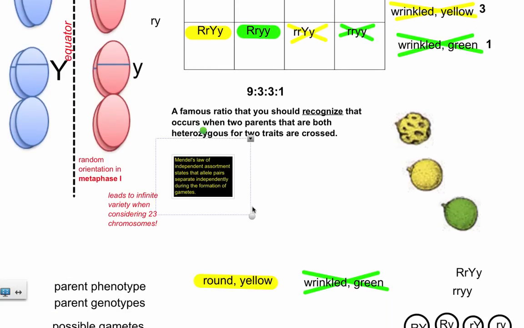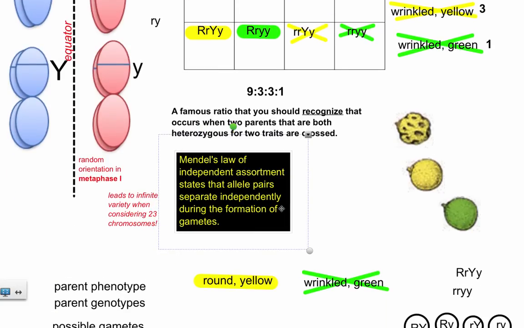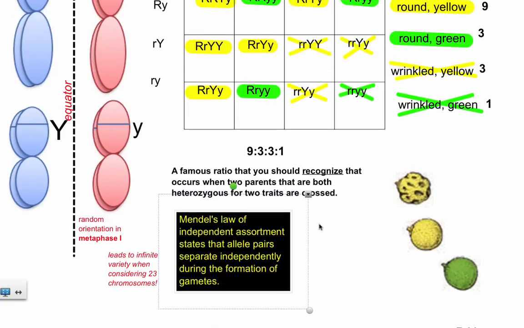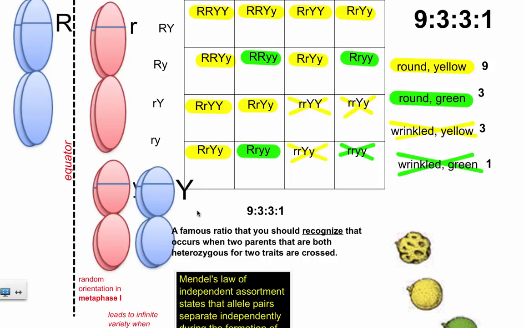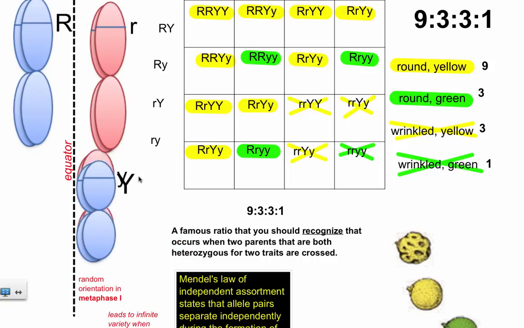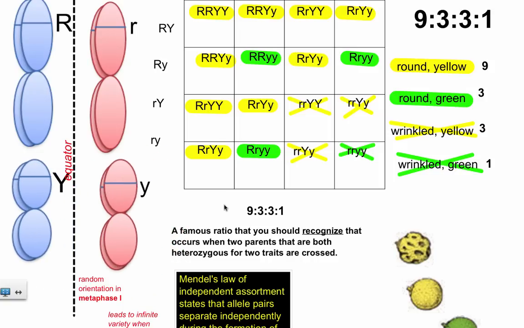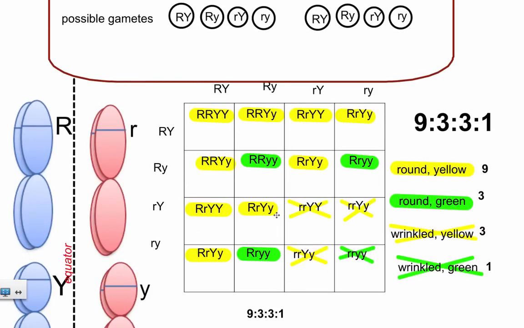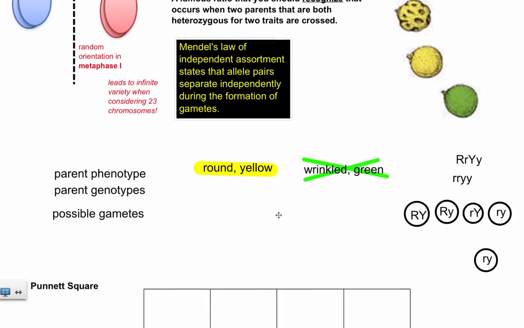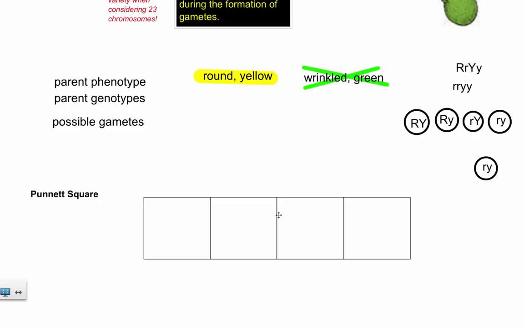And just a reminder, Mendel's law of independent assortment states that the allele pairs separate independently during the formation of gametes. So what Mendel is basically saying is that R is not affecting Y. This is just as likely to happen as this is just likely to happen. So we would expect equal amounts of these possible gametes, which makes this a predicted ratio, perfect for things like the chi-squared test. I want to show, this is just one really quick example. If you're given something like this, where one parent is heterozygous for both traits and the other is wrinkled and green, which would make them homozygous recessive for both.